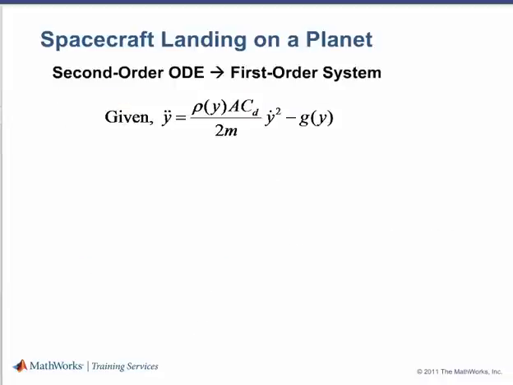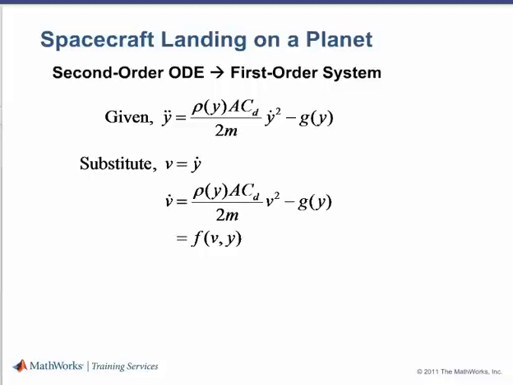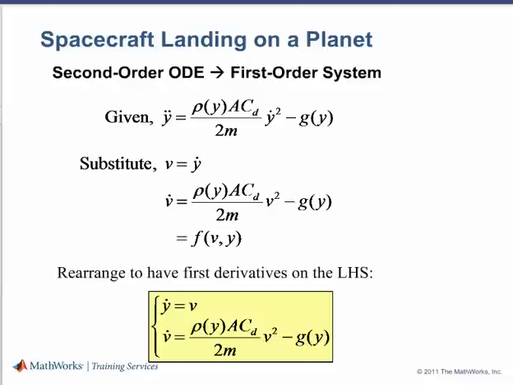Let's start with the second-order ODE for the system. Here the height y appears on the right-hand side. We can substitute velocity v instead of y dot as we did previously. However, this gives a single ODE for v dot, but it is still a function of v and y, both of which vary with time. Since we know that v is y dot, by definition, we can include this, resulting in a system of two linked ODEs, one for y dot and one for v dot.